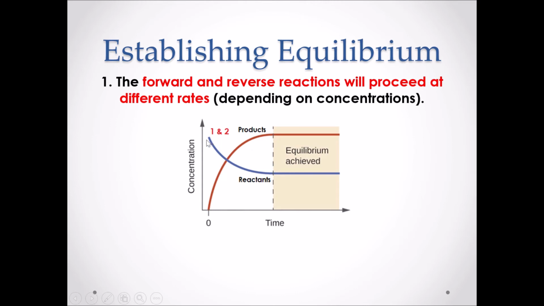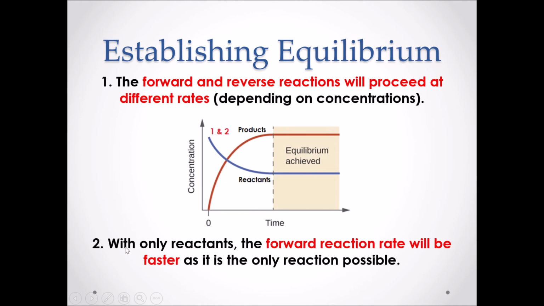Since we are starting with only reactants, it will have a high concentration. But as this reaction proceeds, we will start to produce products. That means we have less reactants, and therefore the forward reaction rate will start to decrease. If we look at our products, originally we have no products, but as the forward reaction proceeds, we start to produce products. Once we have products, we can have collisions, and therefore our reverse reaction will start to increase.